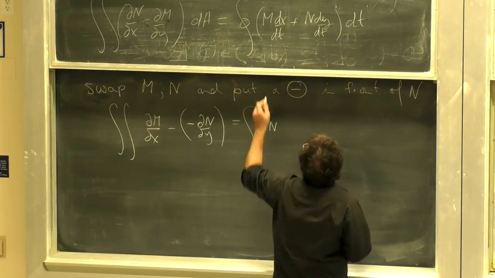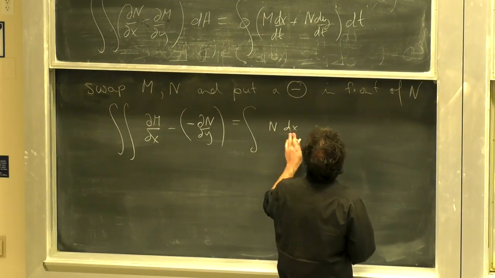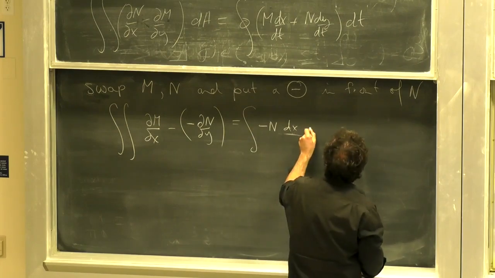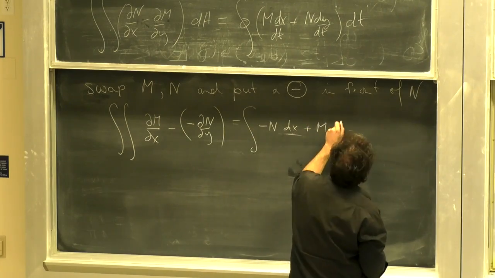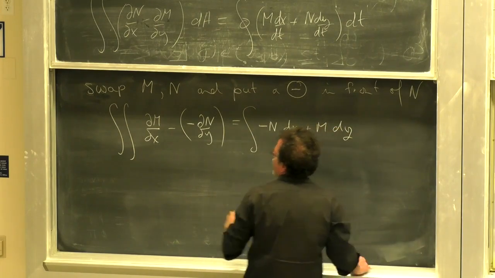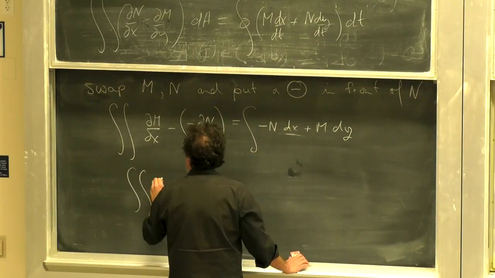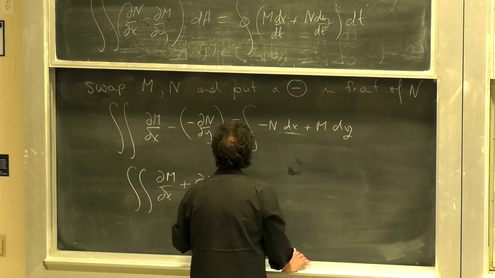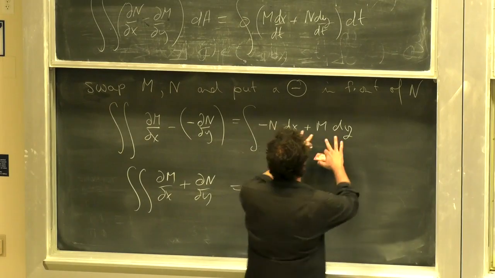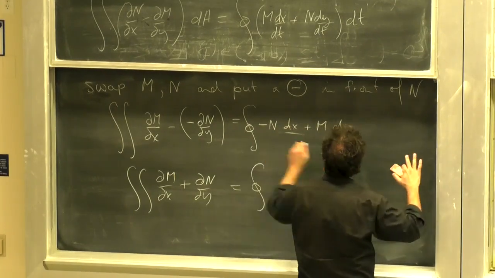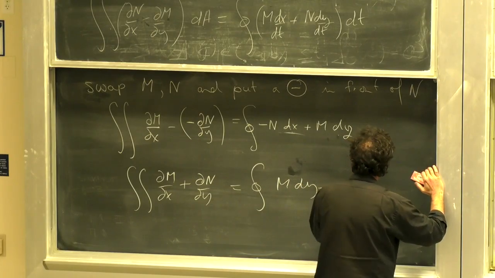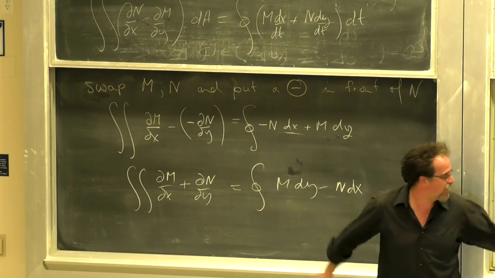You bring the N over there, dx, dt. And let me get rid of the dt's. And then I'm going to put a negative sign in front of the N, plus M dy. And what you see is that this is dM/dx plus dN/dy. And this is the integral around the closed curve of M dy minus N dx, which is exactly that thing right there.